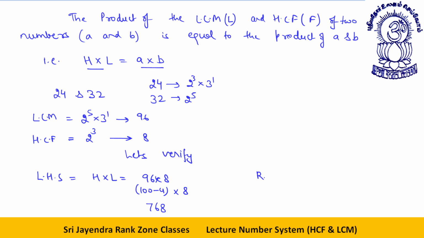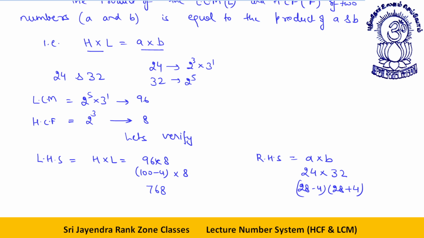Next, what is the right hand side? The right hand side is A into B. What is A? 24. What is B? 32. How to multiply this? Read it as 28 minus 4. Read it as 28 plus 4. Now this is easy. Why? A square minus B square. What is A square? 28 square, 784 minus 16, or you can say 768. In both the cases, it is verified.